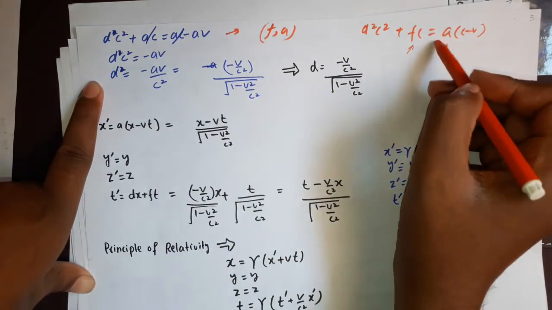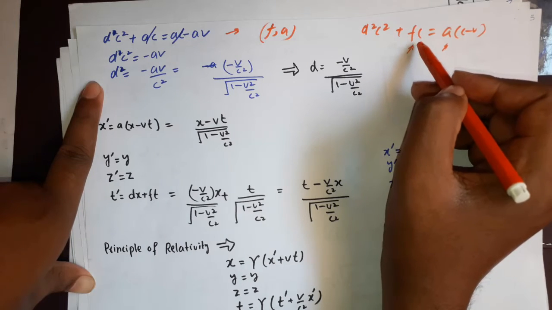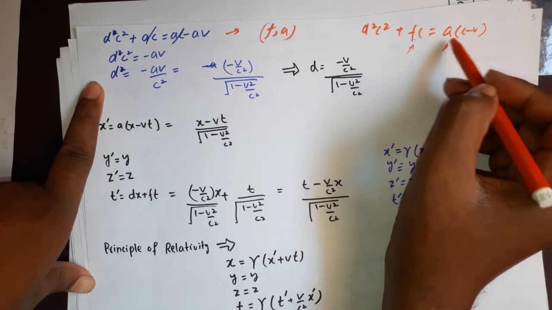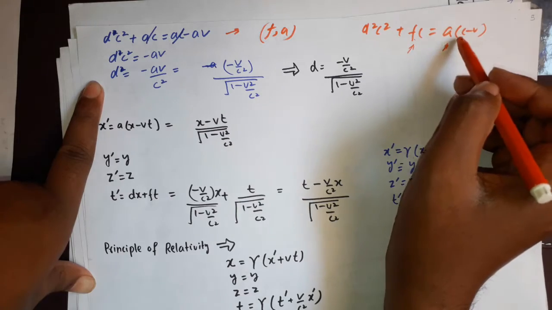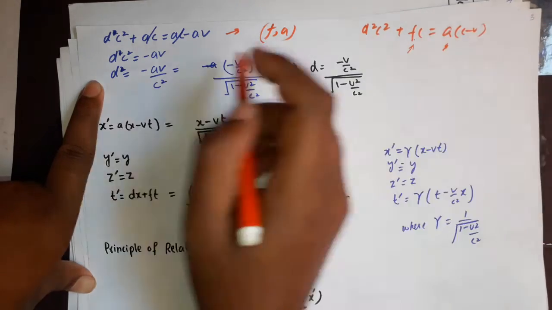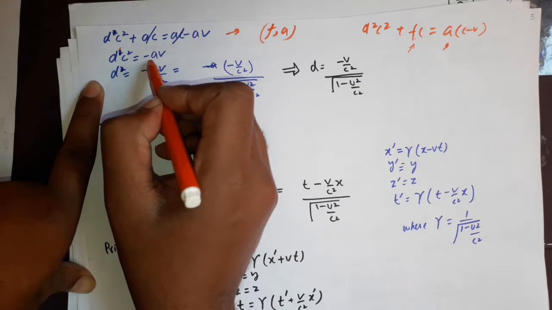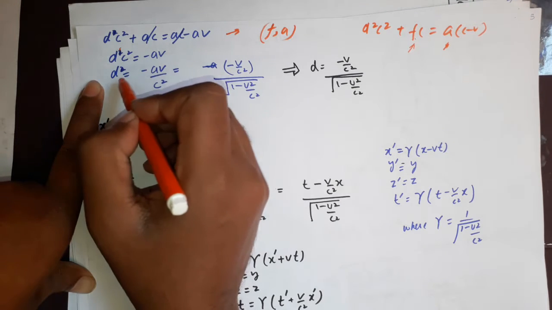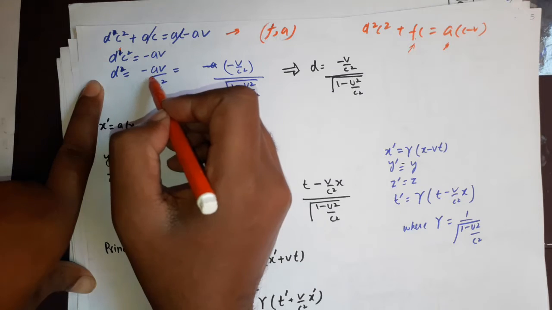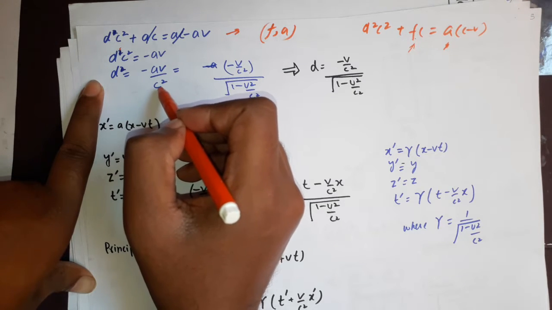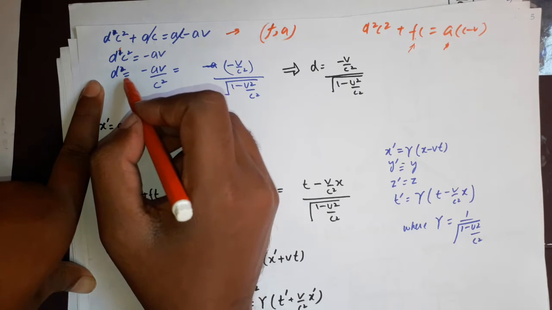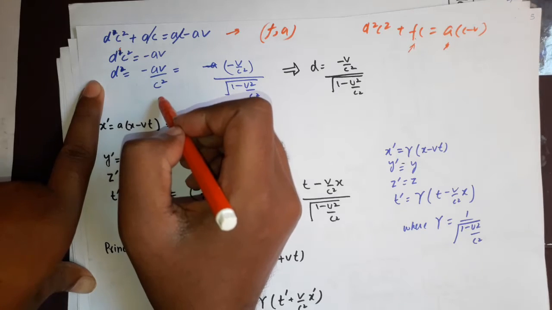So if I put the value of f here, which is a, this gives me ac, and on the other side I have ac, so ac will get cancelled out. I will be left with dc squared is equal to minus av, and from here I can get d is equal to minus av divided by c squared. So here I get d is equal to minus av by c squared.